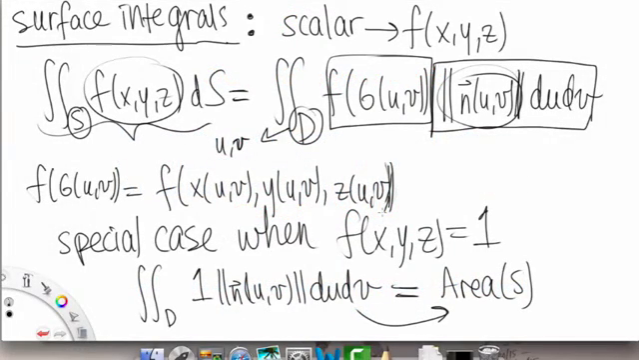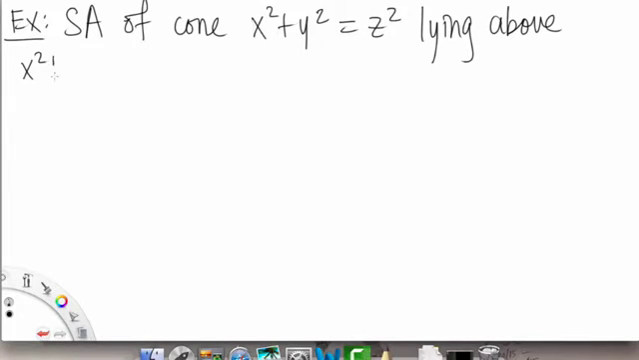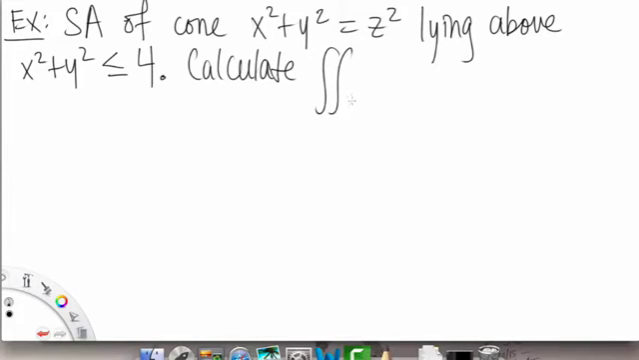Alright, so let's do an example of this. We're going to calculate the surface area of the cone x squared plus y squared equals z squared, lying above x squared plus y squared is less than or equal to 4. So what we're supposed to do is calculate the following.